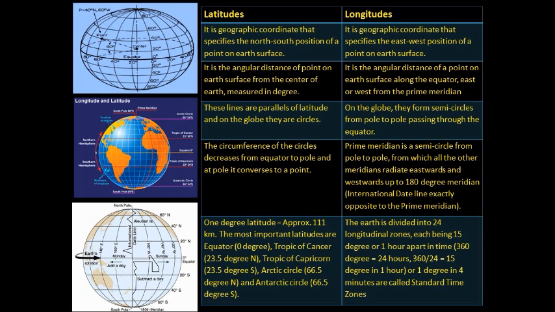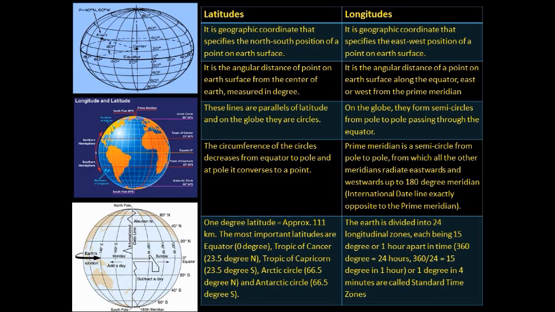The earth is divided into 24 longitudinal zones, each being 15 degrees or 1 hour apart in time. We know that the entire earth is 360 degrees, like a circle, and the earth takes 24 hours to complete one rotation. So the entire 360 degrees is divided by 24 hours. So we get 15 degrees in 1 hour, or 1 degree in 4 minutes.